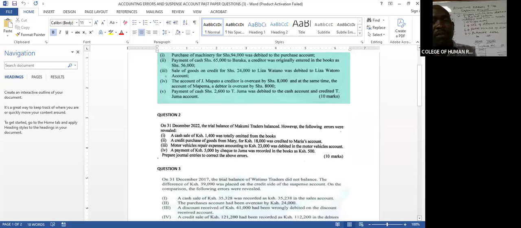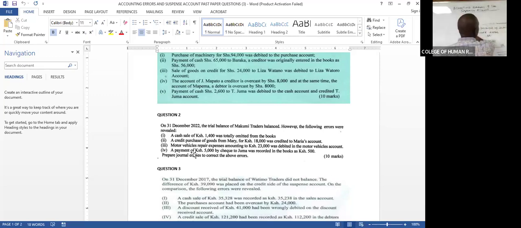On the 31st of December 2022, the trial balance of Macomi Traders balanced. However, the following errors were revealed, meaning that these are errors which do not affect the trial balance. If the trial balance balanced, the errors that we are talking about here are errors not affecting the trial balance. If they were affecting, the trial balance could not have balanced. If it balanced with these errors, then those are errors which do not affect the trial balance totals. But you are told you correct those errors by passing journal entries.